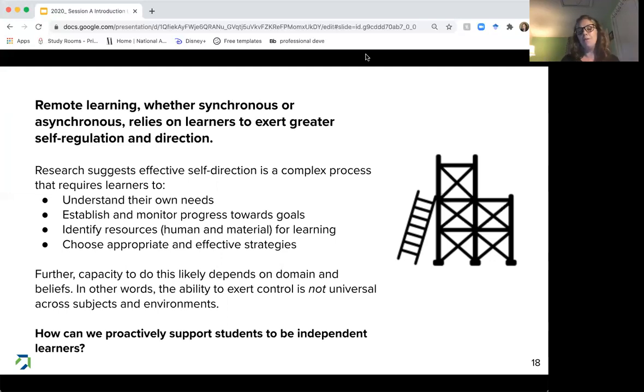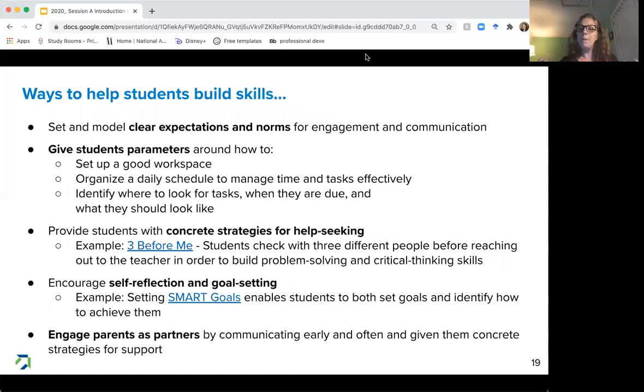So how can we proactively support students to be independent learners? First off, we have to help them build the skills. So we have to set and model clear expectations and norms for engagement and communication, showing students what it looks like with a positive, human, empathic lens to effectively engage as remote learners. We have to give them parameters around how to set up a good workspace that works for them, how to organize their daily schedule and manage their time and tasks effectively, how to identify where to look for tasks and when they're due and what they should look like.